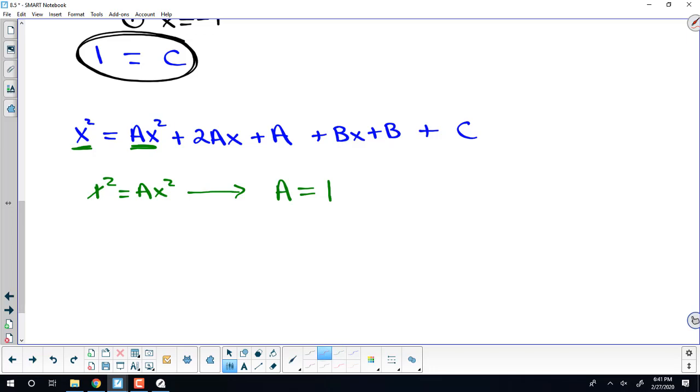We have our 2ax and our bx equaling what? 0. Yeah, there's no x's over here. So we have 0 is 2ax plus bx, which means that 2a plus b is equal to 0.